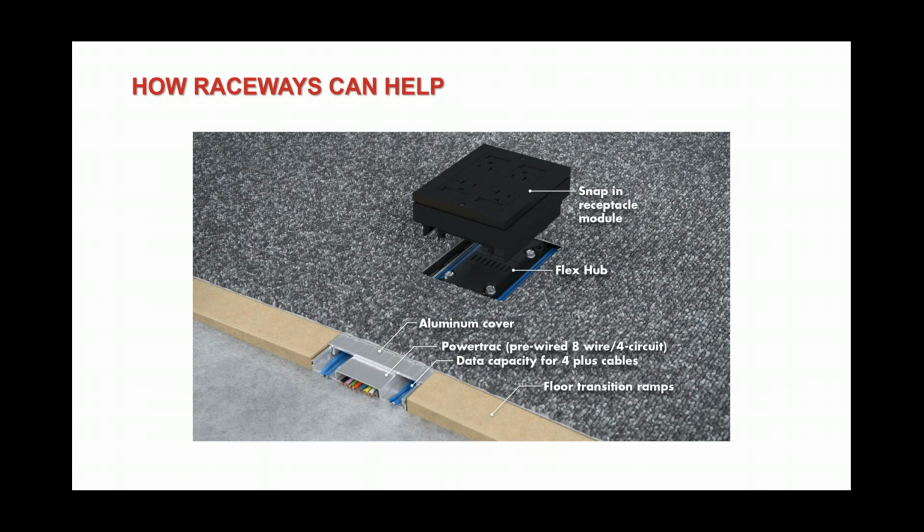And then if you go back to the snap-in receptacle module, that's what it looks like. It actually plugs into those hubs along the way, and it gives you the opportunity to have something completely covered by the carpet, very seamless. The profile is unnoticeable unless you're really paying attention. And that's how raceways can help bring you power and data in some of these spaces you're looking at.